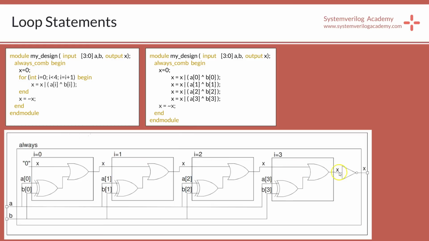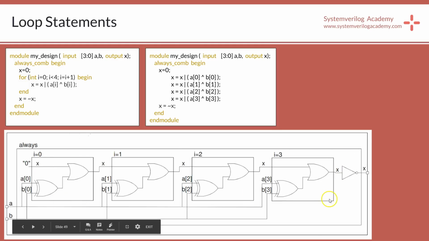Finally, X is passed through a NOT gate to generate the last statement in the always block. This is the circuit generated by the for loop. Note that this circuit will be optimized by the synthesizing tool and you will see only its optimized version in the final output of synthesis.